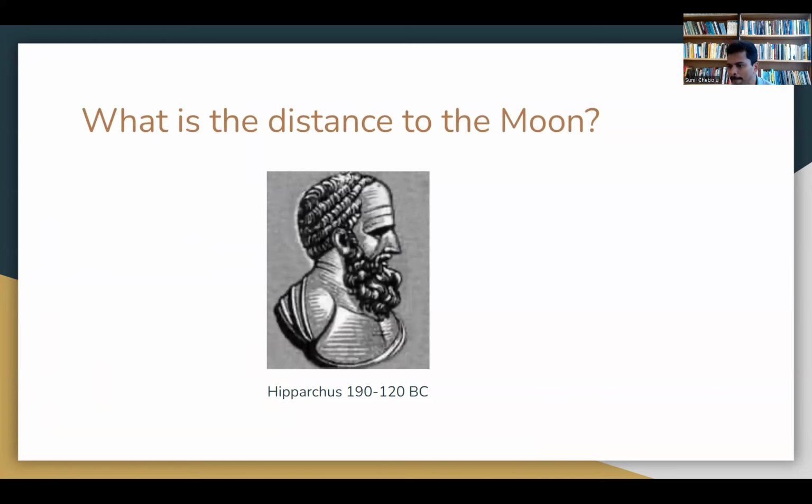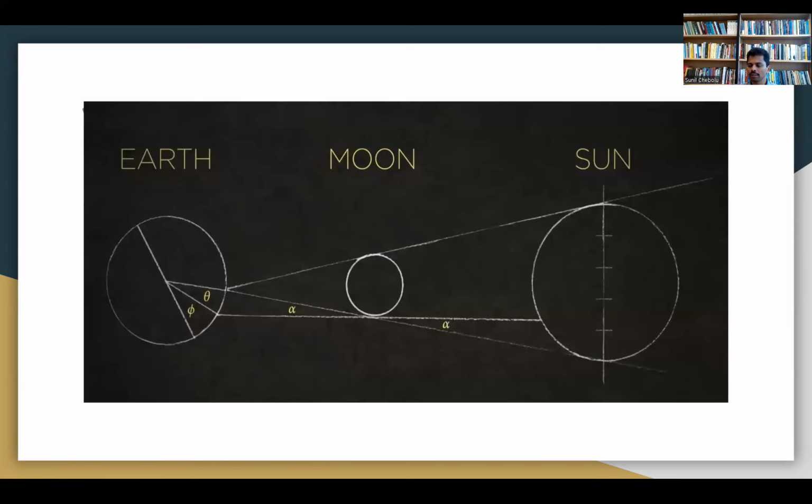What is the distance to the moon? This was done by Hipparchus, one of the later Greeks. Another incredible story. This is during a total solar eclipse. Hipparchus observed a total solar eclipse from the place where he was living, and then he heard that his friend, who's a few hundred miles south, only got to see a partial solar eclipse.